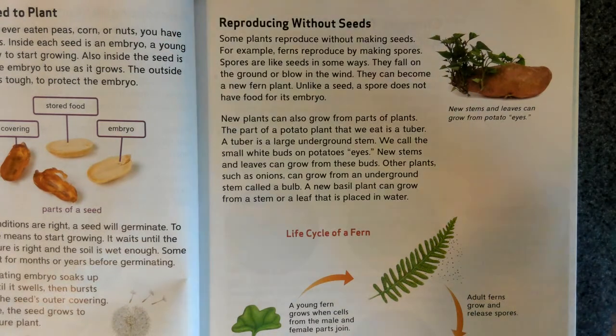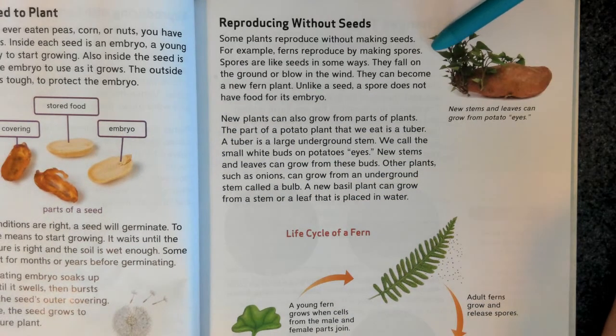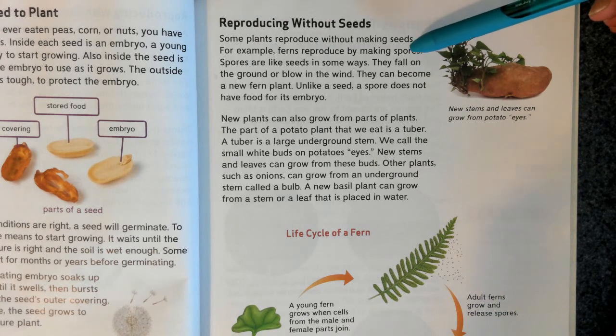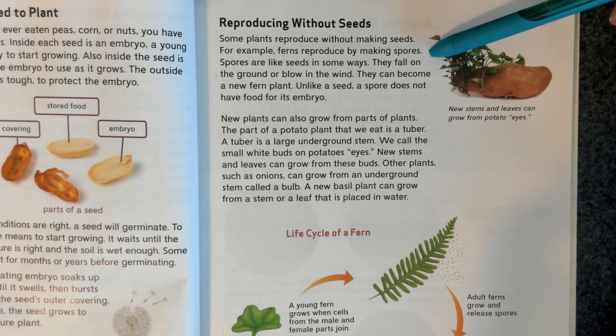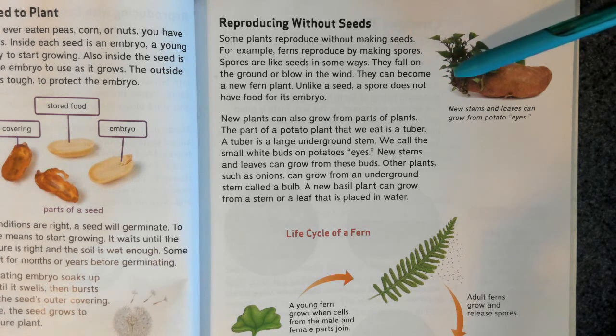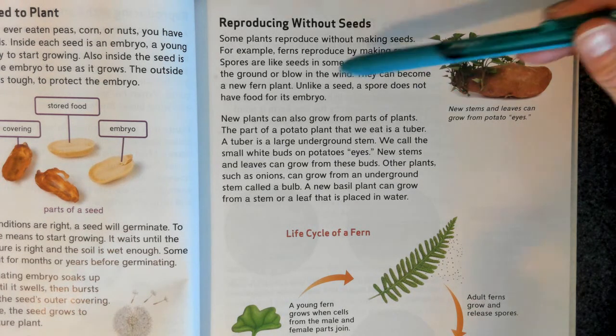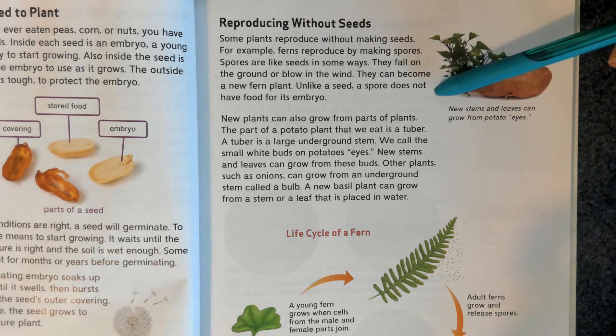Reproducing without seeds. Some plants reproduce without making seeds. For example, ferns reproduce by making spores. Spores are like seeds in some ways. They fall on the ground or blow in the wind. They can become a new fern plant. Unlike a seed, a spore does not have food for its embryo.